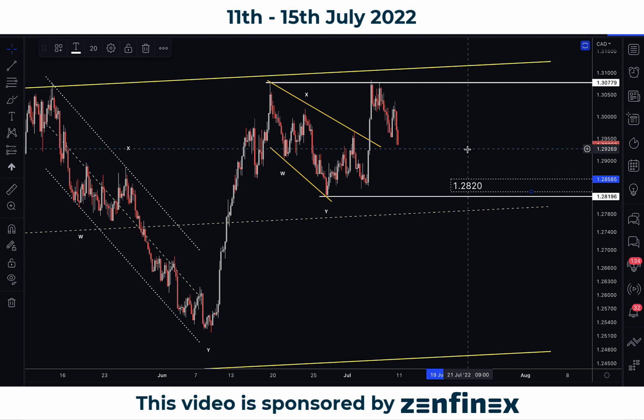So my personal suggestion over here is to perhaps not channel too much energy onto dollar CAD. Just leave it aside for the week, and we'll perhaps come back in the future, see how the market has developed.